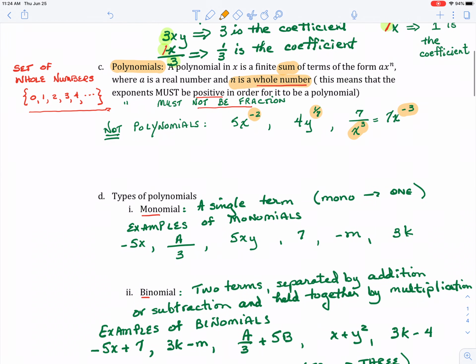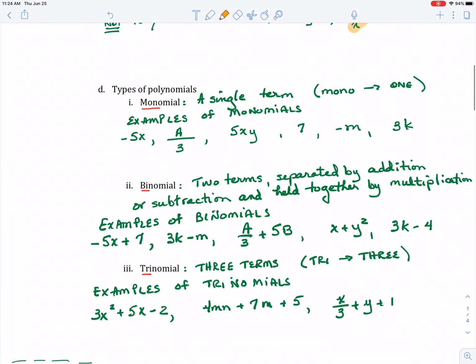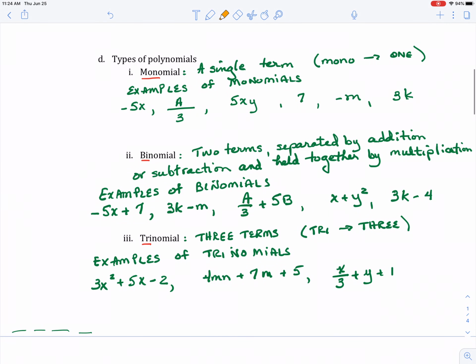So there are 3 types of polynomials, and these are words that you may be familiar with. The monomial is a polynomial that has just a single term, one term, and of course the prefix mono means 1. Monorail, monocycle, all meaning 1. So here are some examples of some monomials. Notice that this denominator is a number, it's not a variable, so that allows it to still be a monomial. And of course, these exponents are understood to be positive 1s. So we're all okay on the definition of what is actually a polynomial.